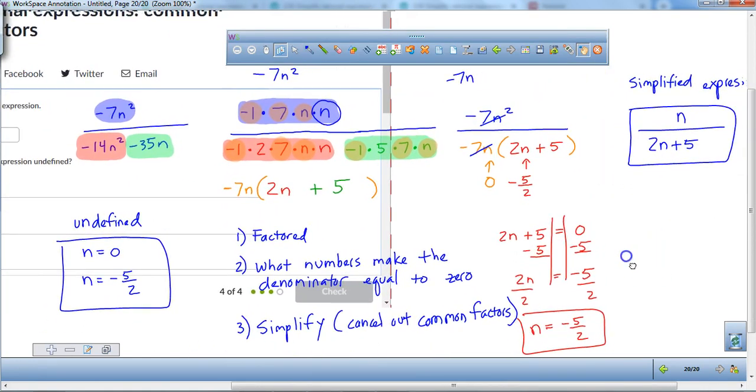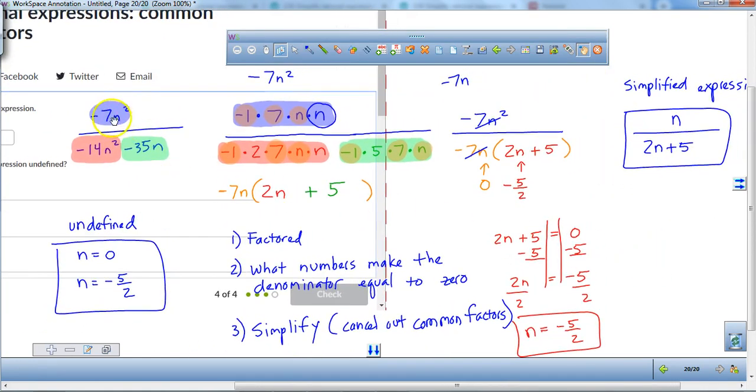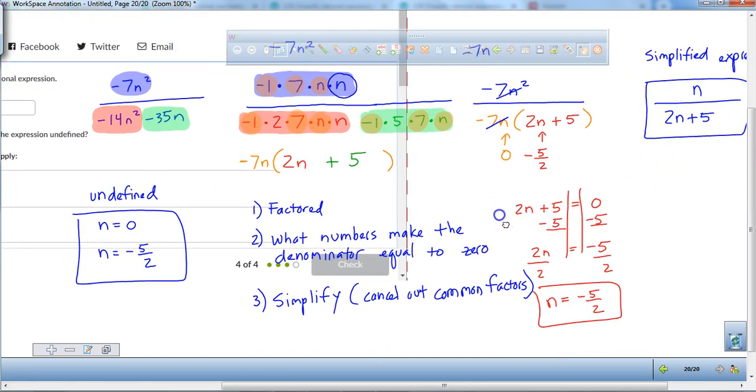Okay, so the very first thing I did was I broke down everything into its prime factors. I factored out a common, what's called the greatest common factor, out of this expression. I canceled out those factors. I'm left with a simplified expression, and I also figured out what numbers make the denominator equal to 0.